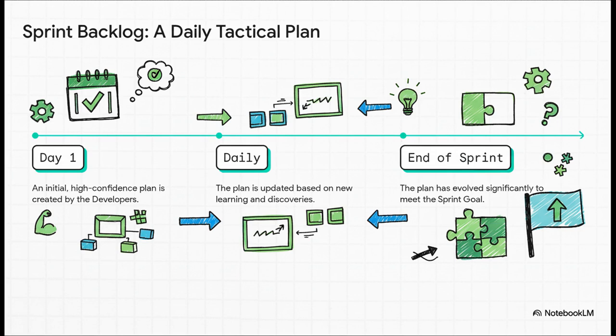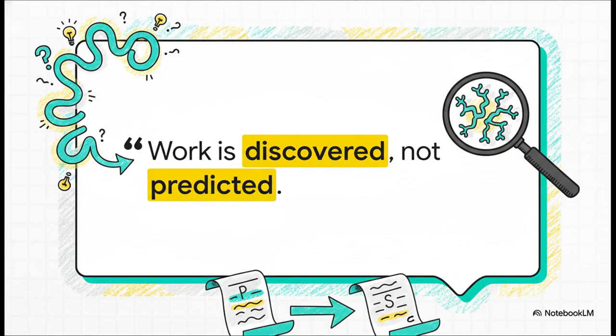It's a tactical plan for, say, the next 2 weeks. It gets created on day one, but it is not frozen in time. The developers update it every single day as they learn, hit roadblocks, and find better ways to do things. The plan is always evolving to serve the sprint goal. It's meant to change. And this quote just nails the philosophy behind all of this.